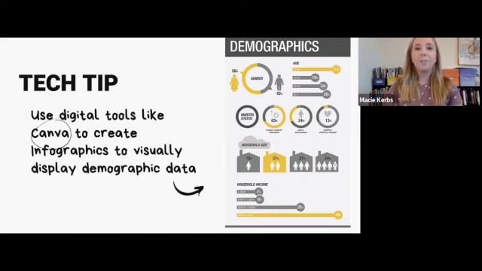So while this project feels really professional and academic, I really want you to think outside of the box with how you're presenting the information. So we're all collecting the same thing, but how are we presenting it? And so you can be creative in that way.